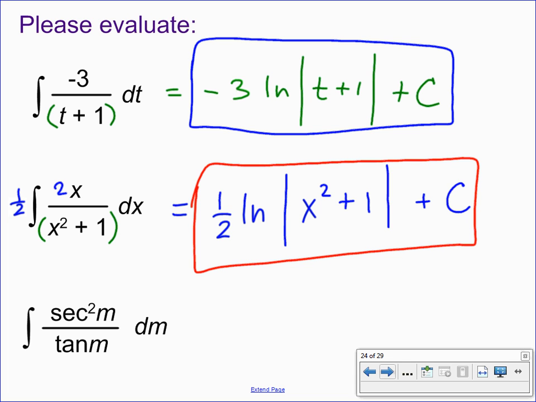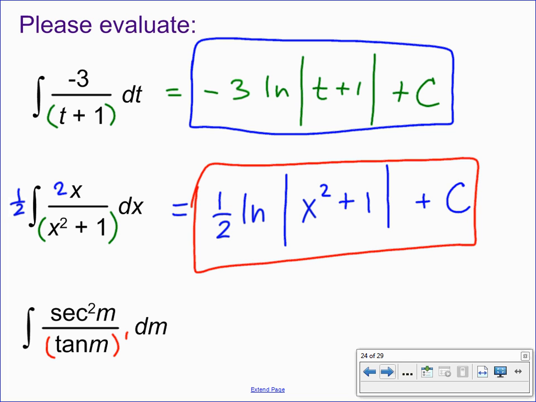Oh my goodness, golly gracious. This looks like a trig rule all over. How come? Well, I've got secant squareds and tangents floating all around, but it's not an overall trig rule for anti-differentiation. Instead, that's a quantity on the bottom. Tangent of m is a quantity on the bottom to the first power, which I know is a candidate for a natural log antiderivative rule, so long as the derivative of that quantity exists. What's the derivative, pray tell me, of tangent of m?